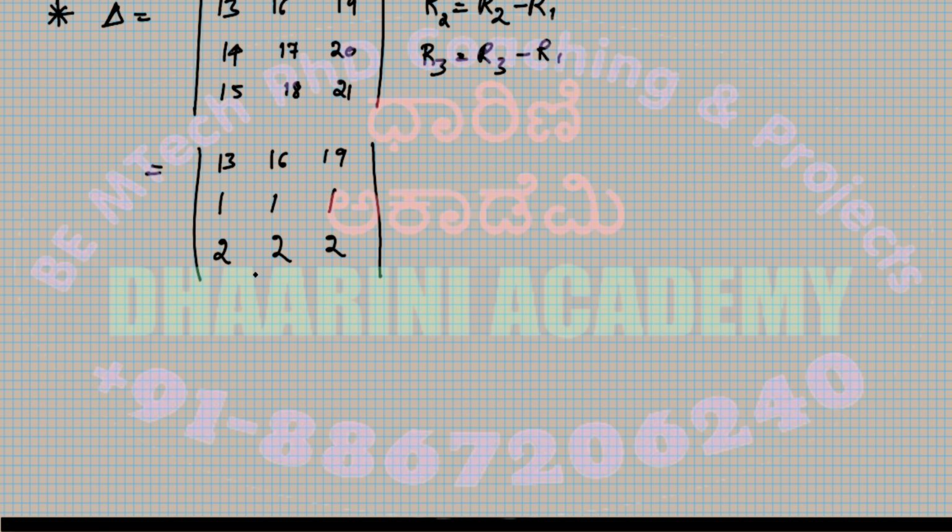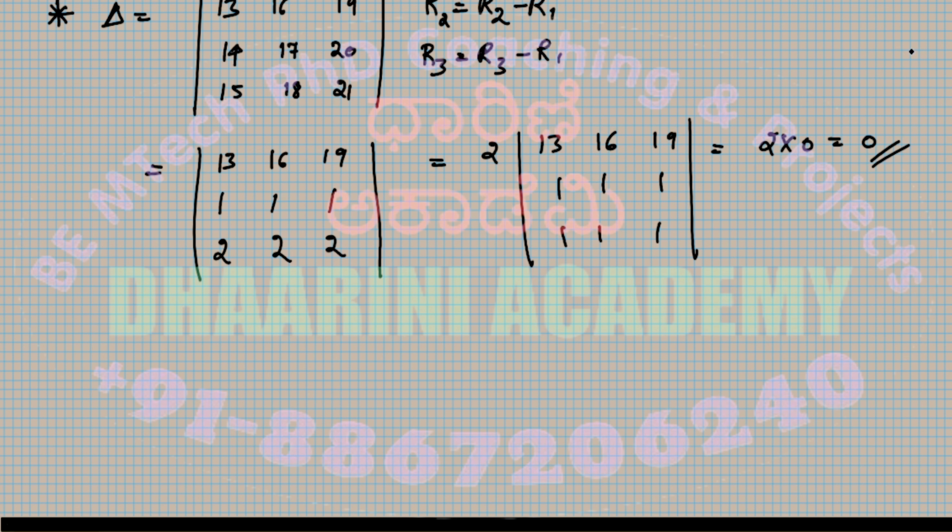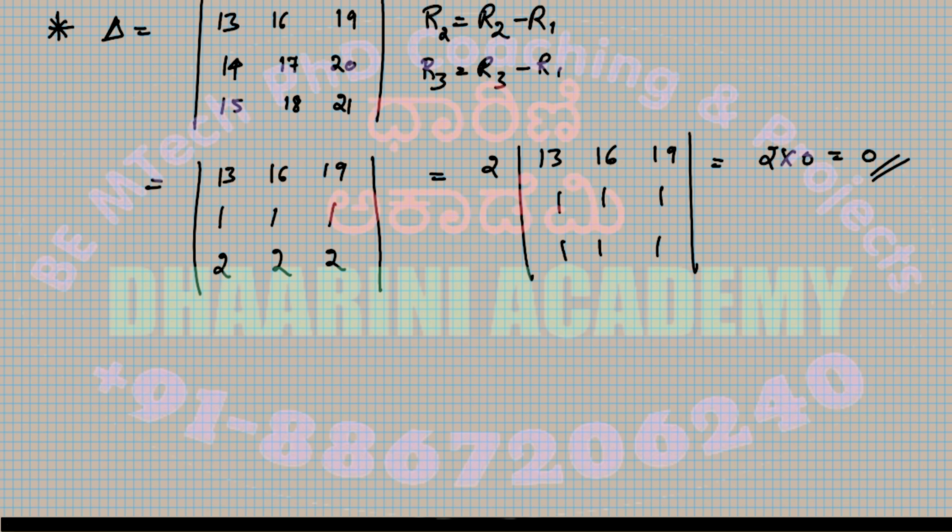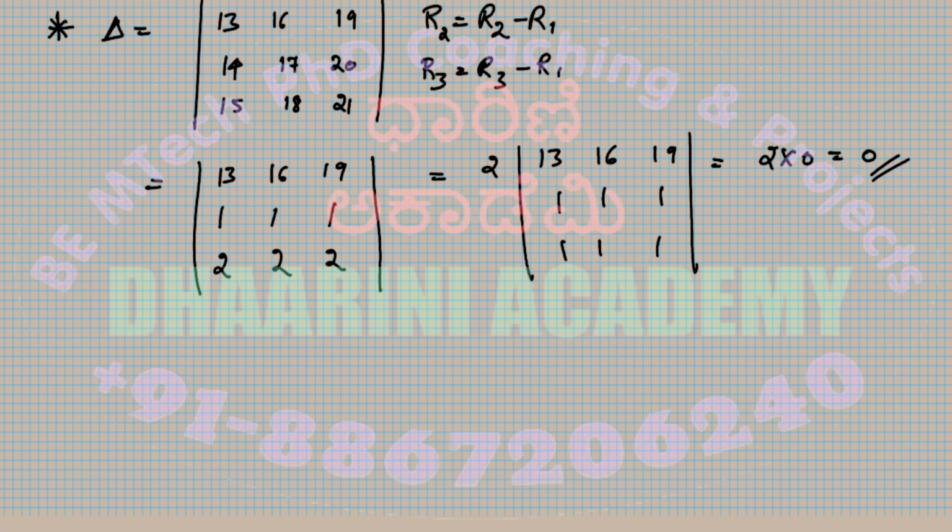Now, if you see a common factor anywhere, you can take it out, right? That's also another property we studied. So 2 I'll take from the third row. That is 13, 16, 19, 1, 1, 1, 1, 1, 1. So there is another property which says if two rows or two columns are same, then the determinant is equal to 0. So 2 into 0, answer is equal to 0. Okay, we can solve this using the manual method, by manually applying the rule of solving the determinant. We can apply that and we can verify this comes to be 0.